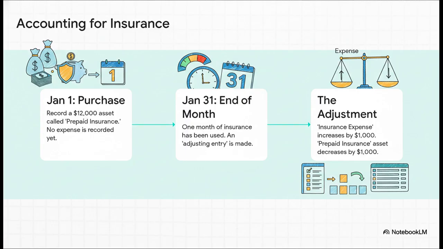Then at the end of January, as part of the period-end closing process, we make what's called an adjusting entry. This is a critical, non-cash transaction that makes sure our financial statements follow the matching principle. We recognize that we've used up or consumed 1 month's worth of that insurance benefit, so we record $1,000 as insurance expense on the income statement, and we reduce our prepaid insurance asset on the balance sheet by that same $1,000. So the asset's balance is now $11,000, which perfectly represents the 11 months of coverage we still have left.